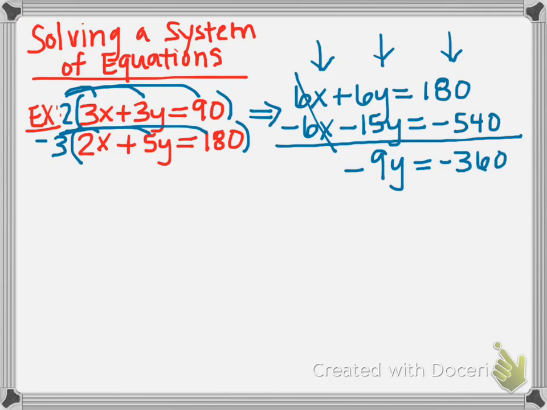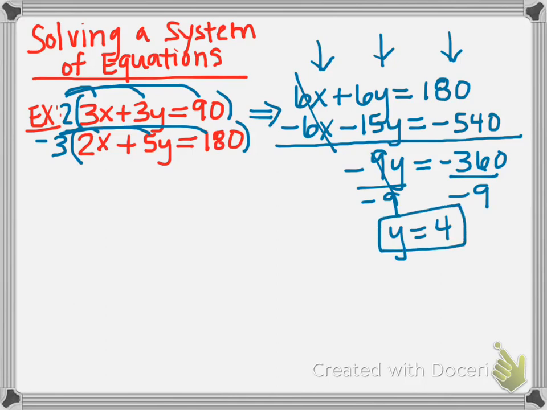What's happened is I went from two equations with two different variables to now I have one equation that has one variable. I can always solve an equation that has one type of variable. If an equation has two different variables like x and y, I will not be able to solve that equation for both the values of x and y. I would need a second equation also containing x and y, such as a system, in order to solve for both values of those two variables. So this equation, negative 9y equals negative 360, would be very simple to solve. I'm going to divide both sides by negative 9. So y equals 4.